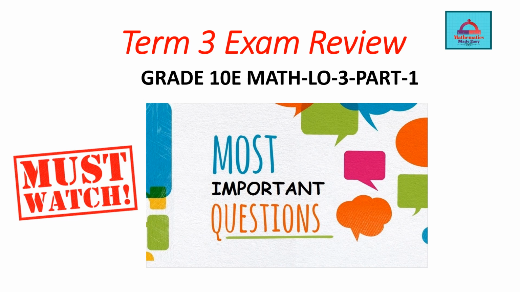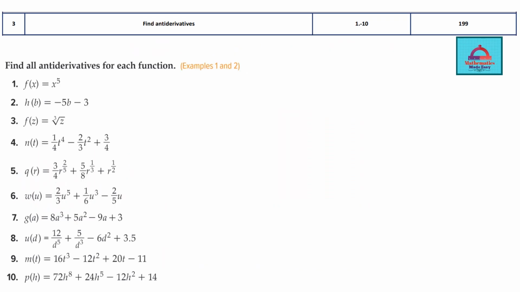So let's start on learning objective 3, finding antiderivatives. These questions are taken from your math book on page 199. These are 10 questions, so we are going to cover some of them here and some of them on the next slide. But to solve all of these questions on antiderivatives, we are using the same formula called the power rule.